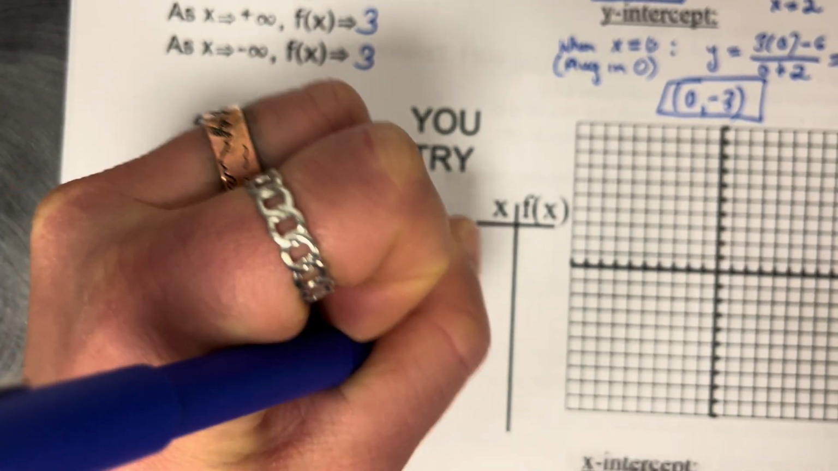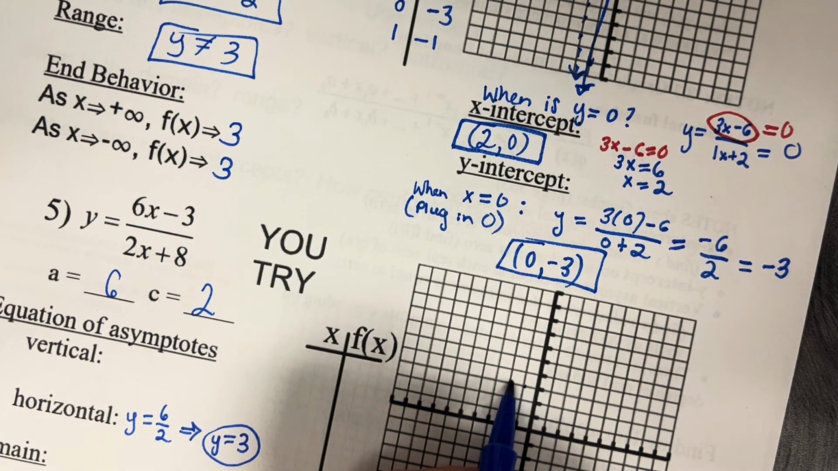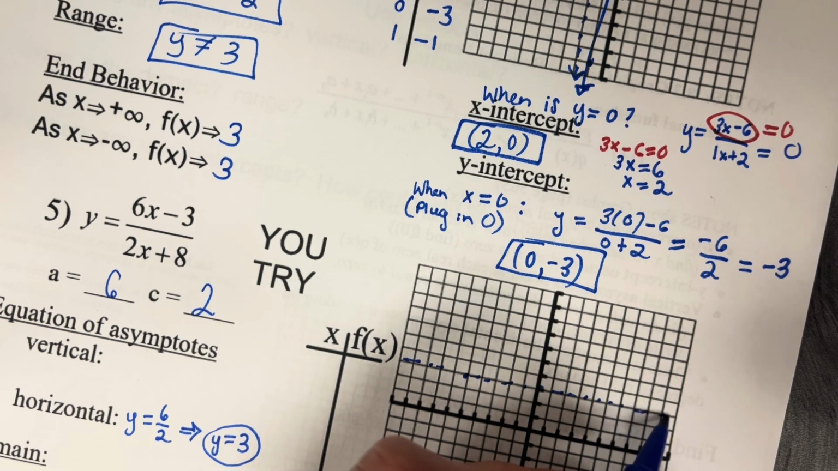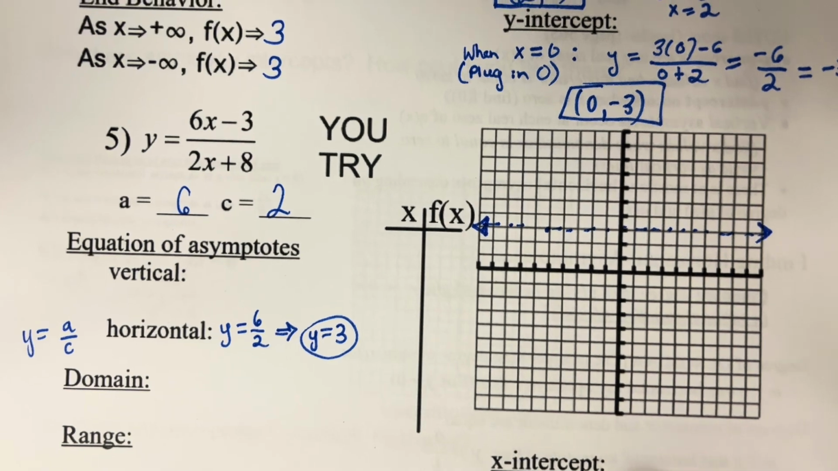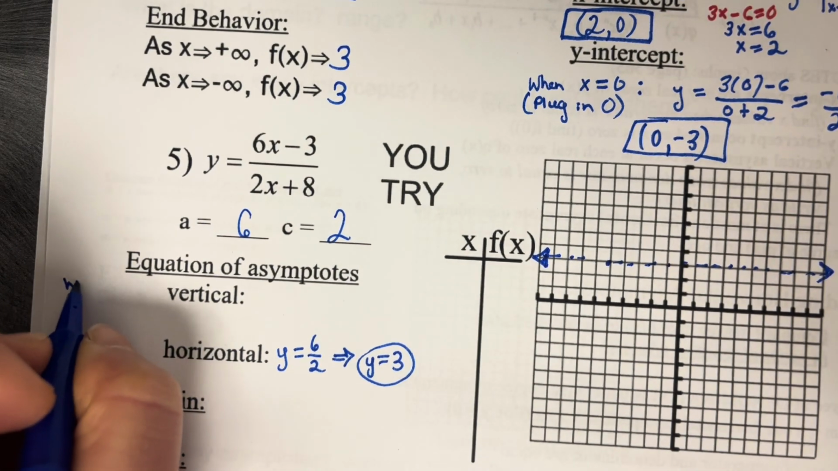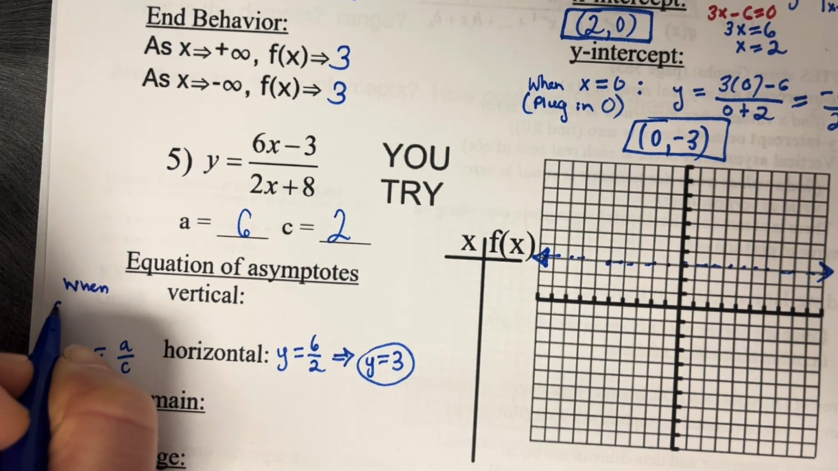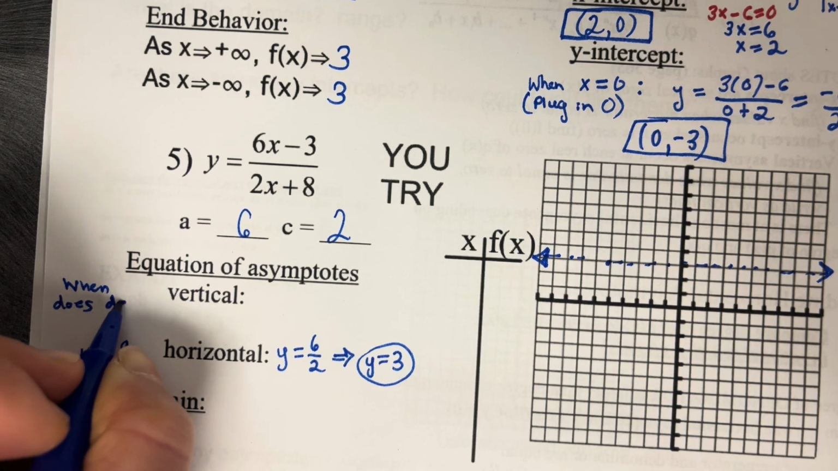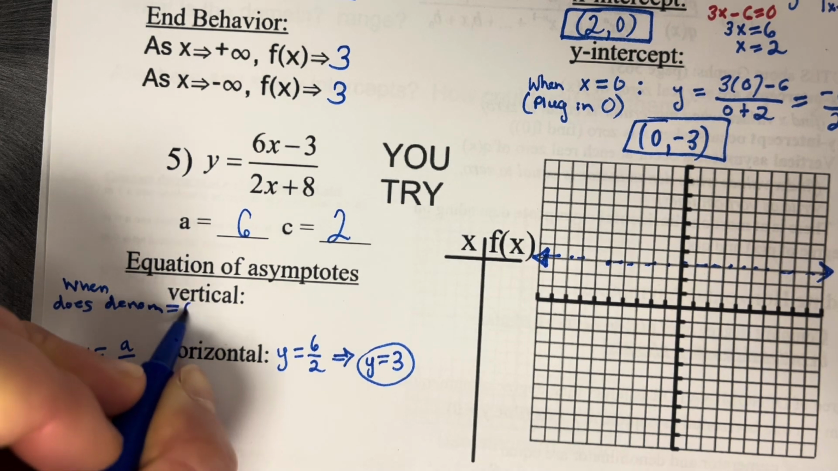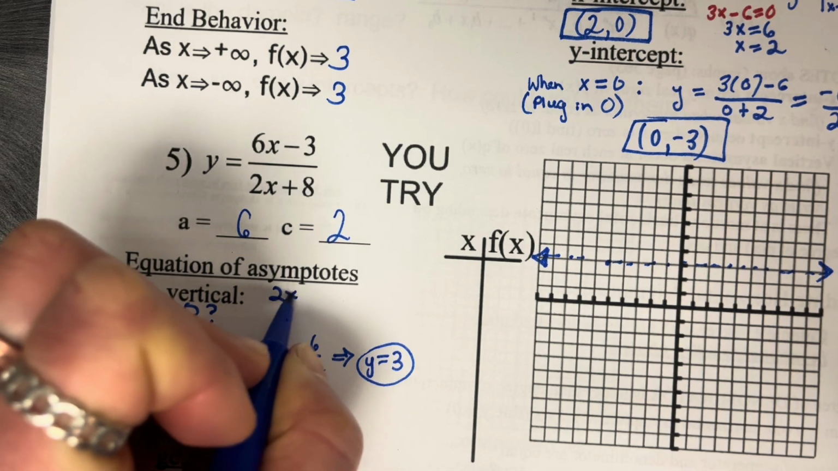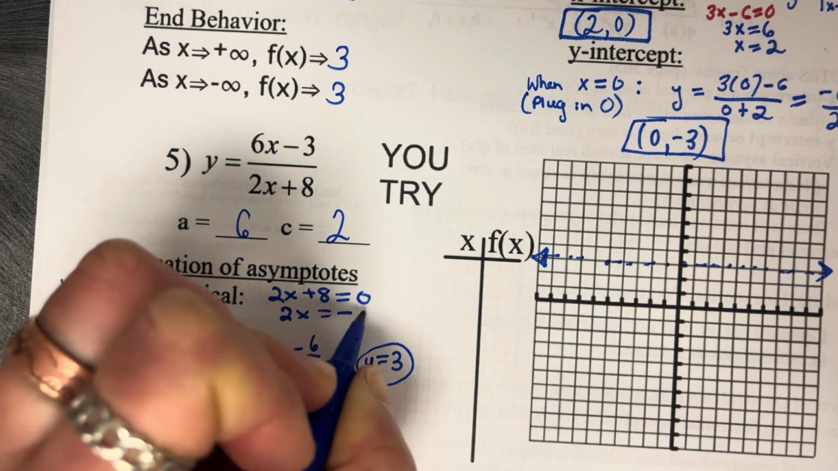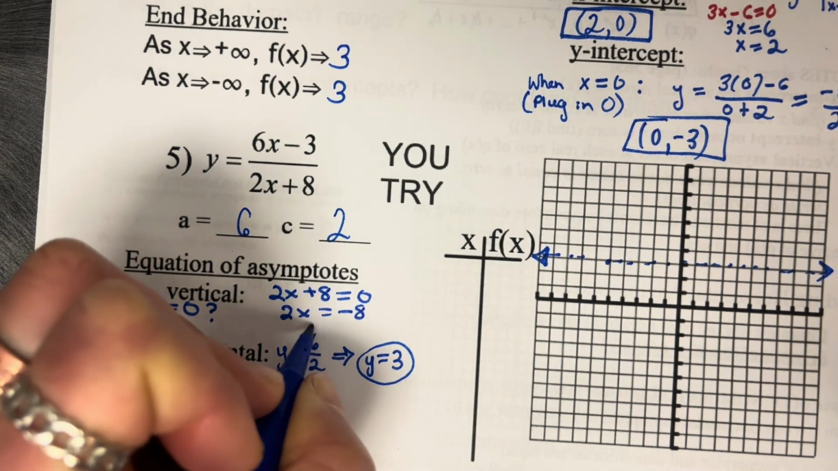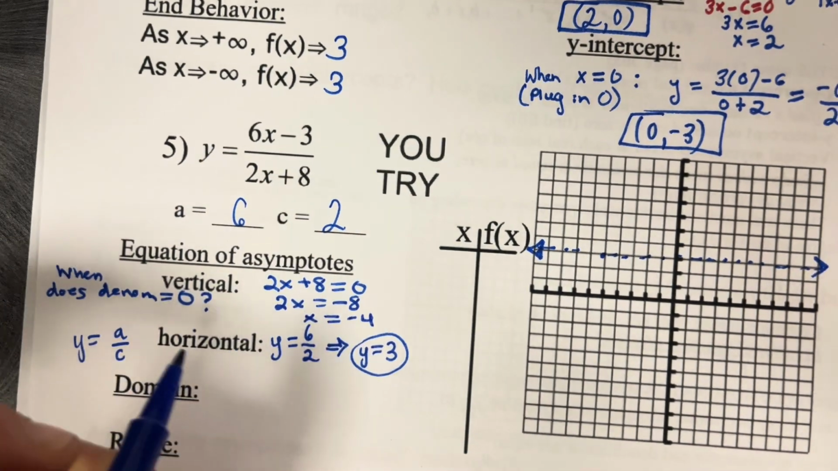And let's put it on the graph. Horizontal line going through 3. Then I'm finding my vertical asymptote, so I want to know when does the denominator equal 0, because we can't divide by 0. So 2x plus 8 equals 0. Solve, we get 2x equals negative 8. Divide by 2, we get x equals negative 4.